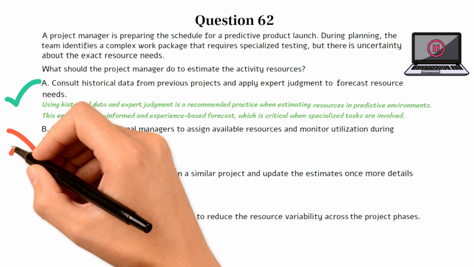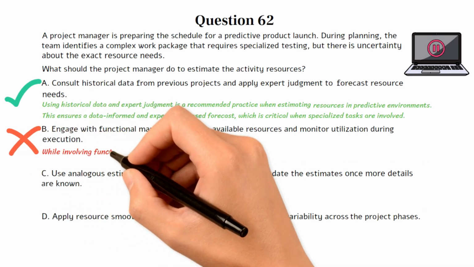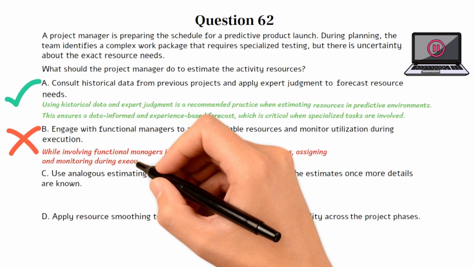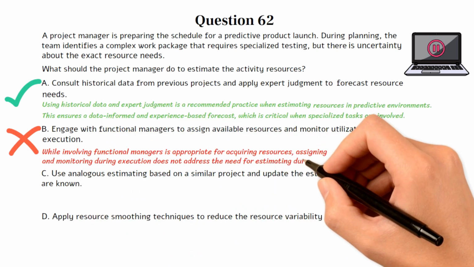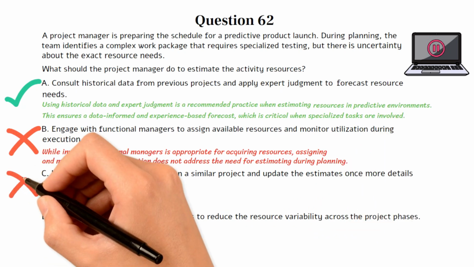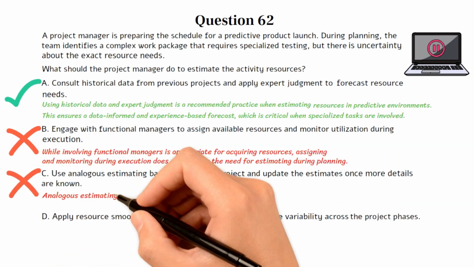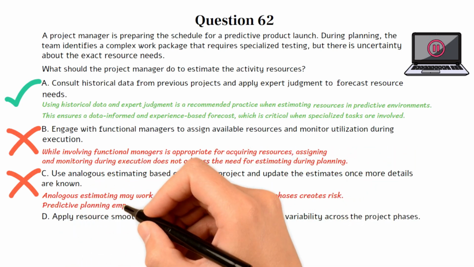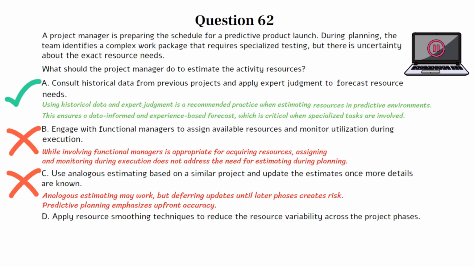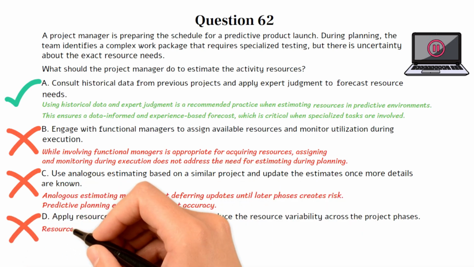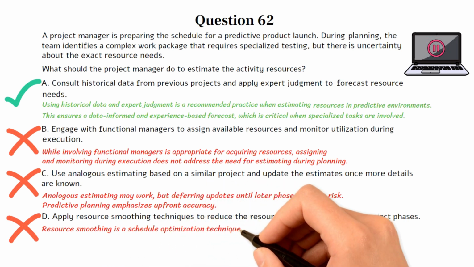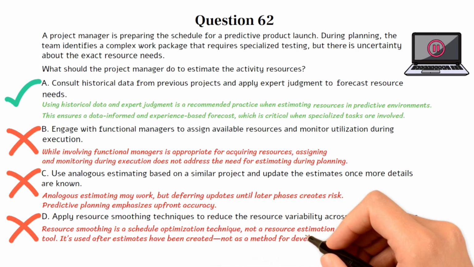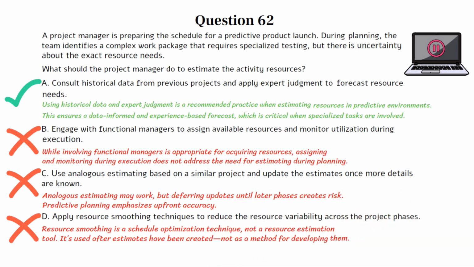Choice B is incorrect. While involving functional managers is appropriate for acquiring resources, assigning and monitoring during execution does not address the need for estimating during planning. Choice C is incorrect. Analogous estimating may work, but deferring updates until later phases creates risk. Predictive planning emphasizes upfront accuracy. Choice D is incorrect. Resource smoothing is a schedule optimization technique, not a resource estimation tool. It's used after estimates have been created, not as a method for developing them. Let's move on to the next question if you're ready.